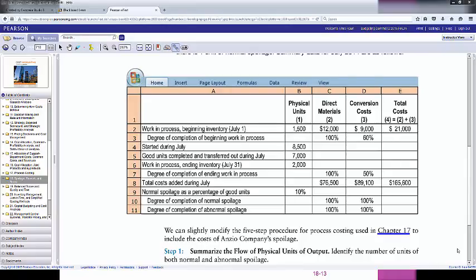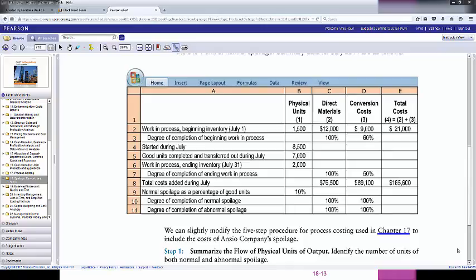Okay, let's now take a look at how we do the weighted method for our process costing. I want to direct you to your textbooks. If you happen to have your textbook with you, open that up to page 710. On 710, they actually give us the data set that goes along with the PowerPoint slides that I've posted for you guys for Chapter 18.